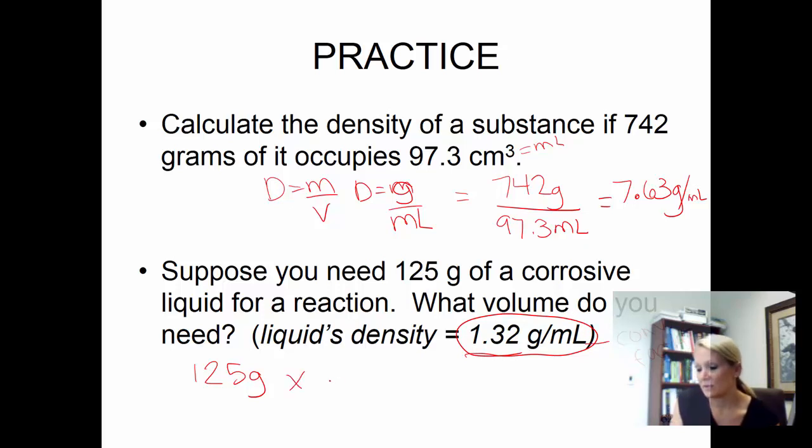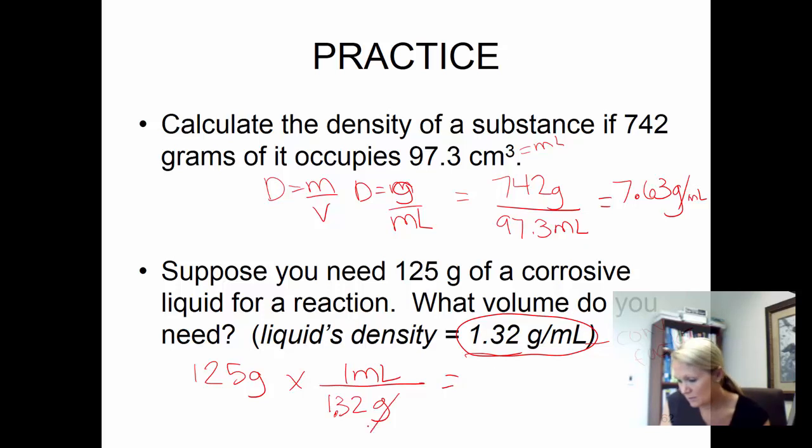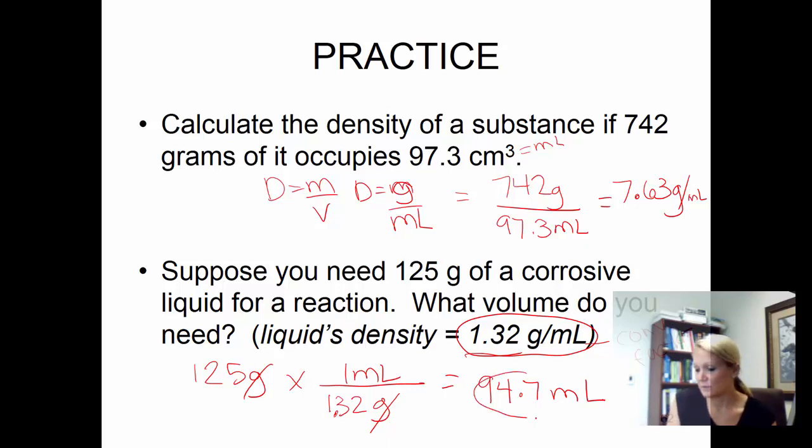So we take 125 grams, and we have to plug it in so that grams cancel. The grams is going to have to go down here, and the milliliter is an understood 1. So we take 125 and divide it by 1.32, and the units cancel, and we get 94.7 milliliters. I'm going to take this one step further. Here's my answer for number 2. I have 3 sig figs to start with, and I have 3 in the answer.